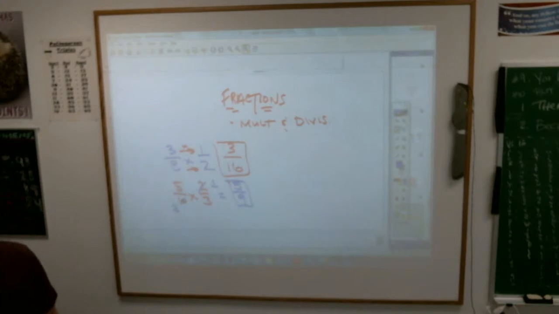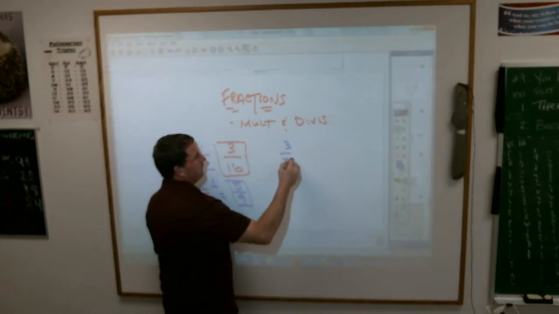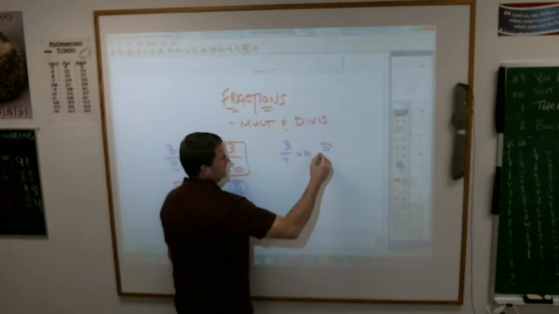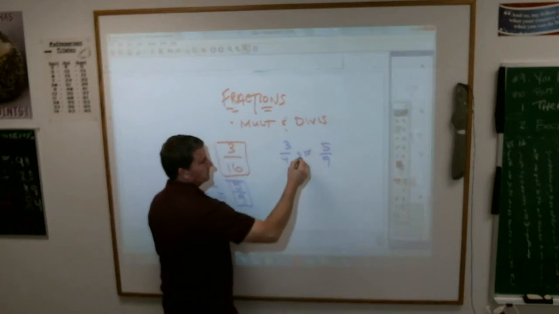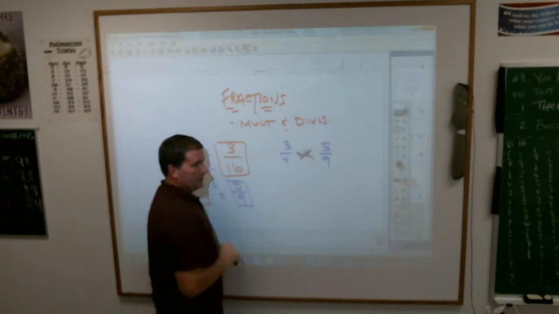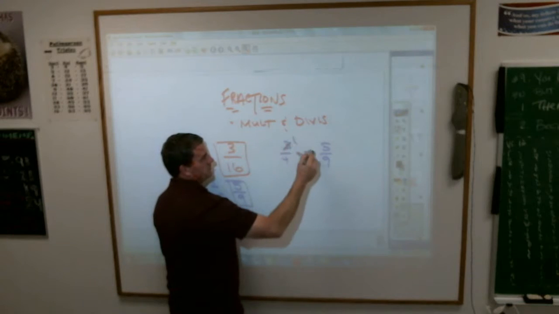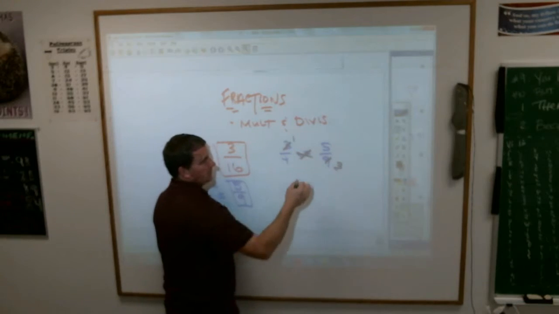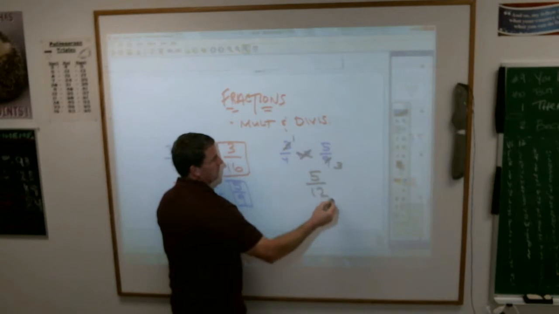Please don't forget that the word "of" means multiplication. So if you see 3/4 of 5/9, that's the same thing as multiplication. Can I cross-cancel anything there? What? 3 and the 9, right? 3 goes into 3 once, 3 goes into 9 3 times. 5 times 1 is 5. 4 times 3 is 12.